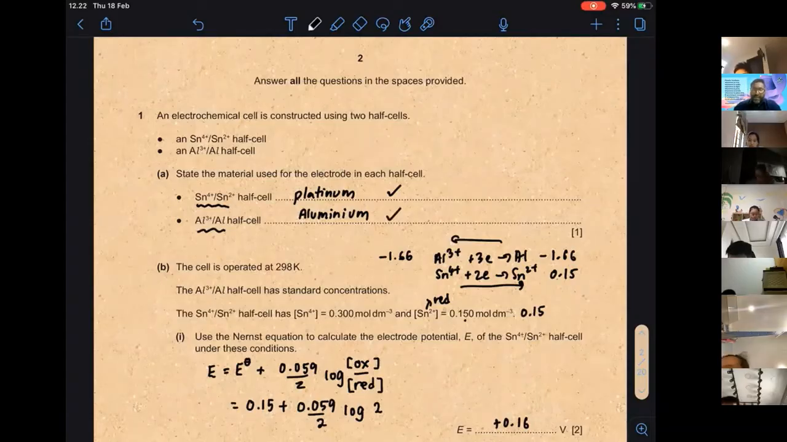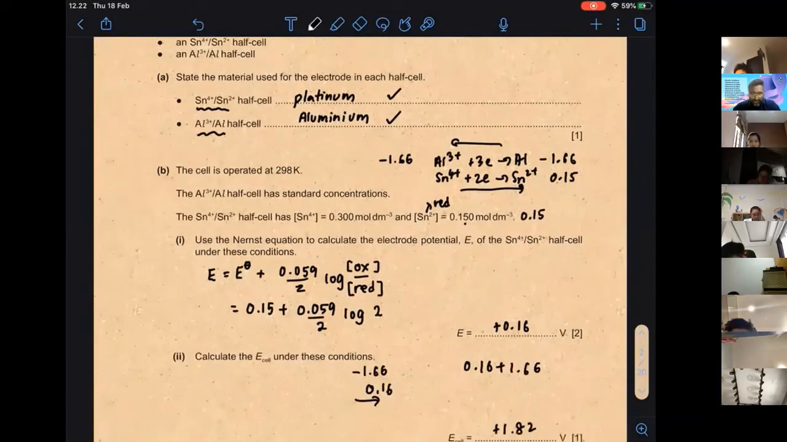Now, if they have used, for example, aqueous and gas, for example, H2 and then H plus, again, the electrode that we are going to use is going to be platinum. Please take note of this. I don't think they will ask you why, but if they ask you why, then you just say that platinum is inert and it is able to conduct electricity better, something like that. That will be the best answer.